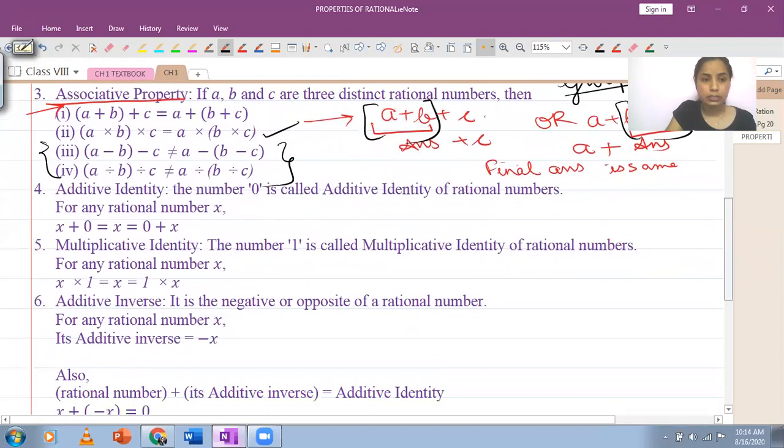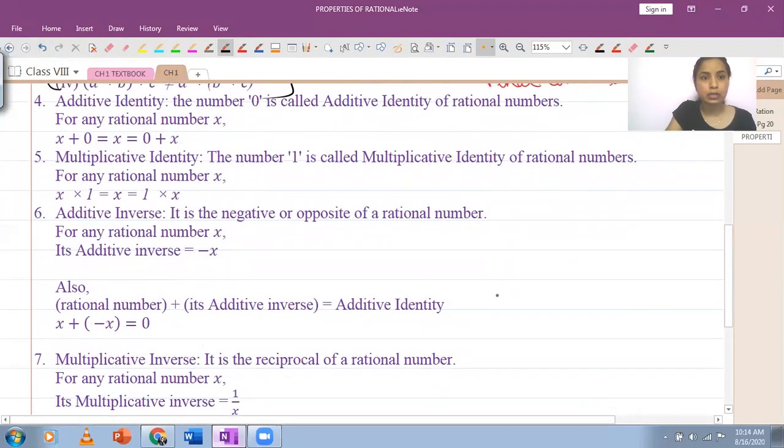And then after this, there are some values which are given some special names. For example, the number 0. The number 0 is called additive identity of rational numbers. And why is it called additive identity? Because in addition, agar hum 0 use karte hain with any rational number, the identity of that number does not change.